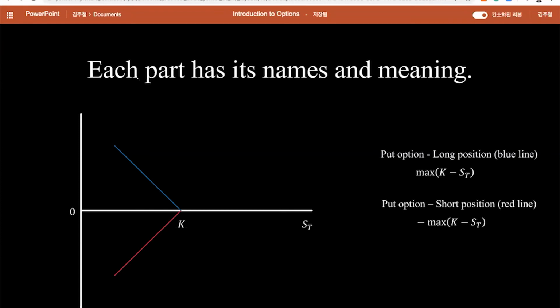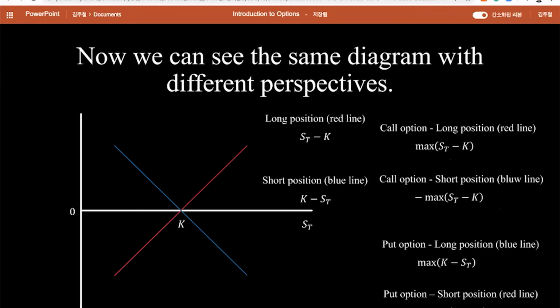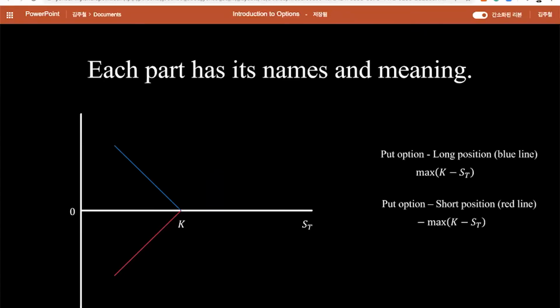That's why I said it's confusing. And the put option also has a short position. And short position is just a reflection along the x-axis. So now this red line is the short position of the put option.